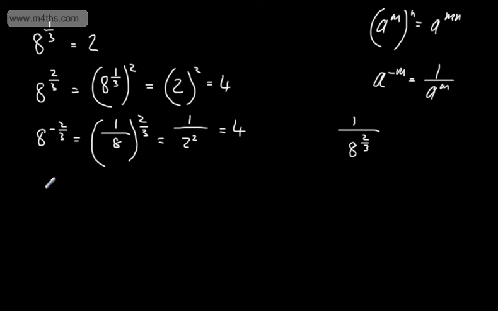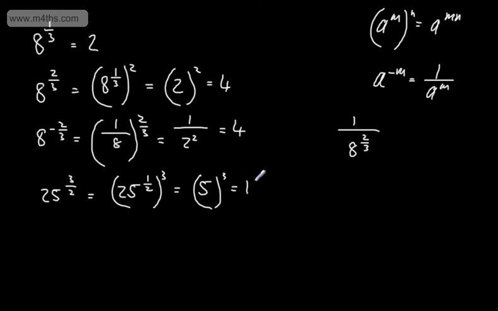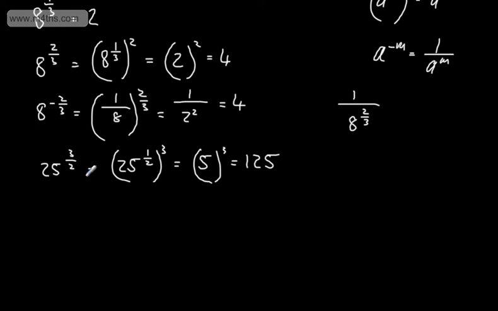Okay, let's look at another one. Let's look at 25, and we're going to do this now to the power of 3/2. So this time I need to take the square root and then cube it. So I'm going to have 25 to the half power, that's the square root, and then I'm going to cube my answer. 25 to the half power is going to give me 5. I now need to cube 5, and that's going to give me 125. So if this was to the power of -3/2, I would have 1 over 125.